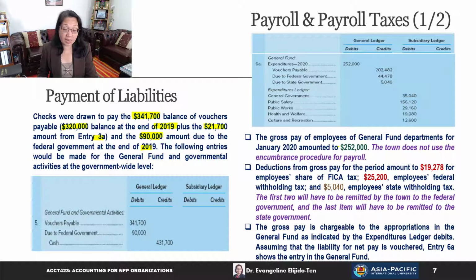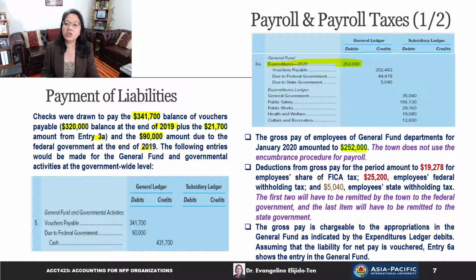Now, let's move on to the recording of payrolls and payroll taxes. The gross pay of employees for general fund departments amounts to 252,000. It says here that the town does not use the encumbrance procedure for payroll. So there's no need to debit encumbrance and credit encumbrance outstanding. They are going to record the gross pay of the employees direct to expenditures. So the debit is direct to expenditures for 2020, $252,000. What do we credit?